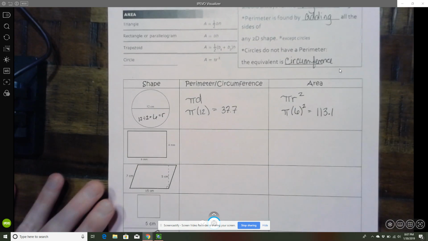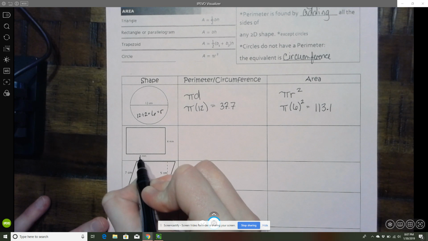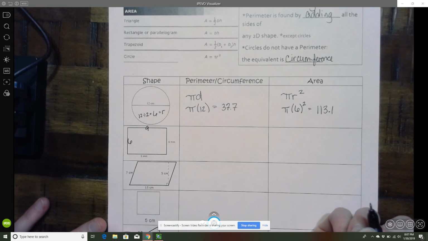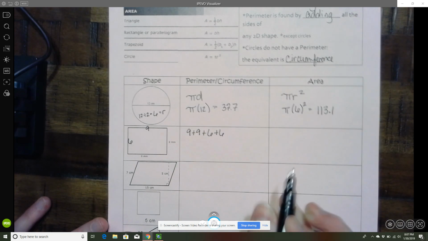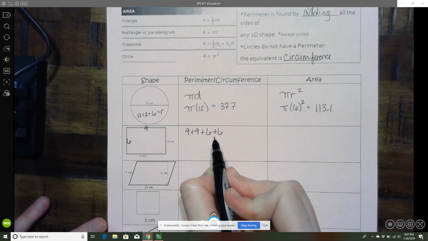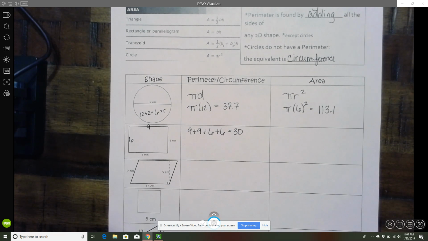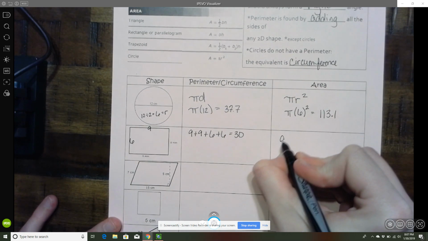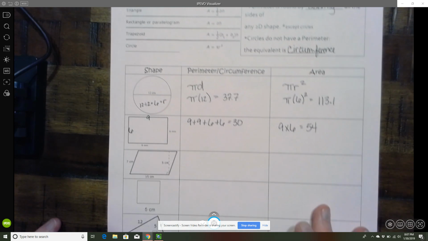All right, so now perimeter of a rectangle. What we've got to do is add up all the sides. So if this side is 9, then that side is 9. If this side is 6, then this side is 6. So I just add up all the sides. So 9 and 9 is 18, 6 and 6 is 12. So that would give me a perimeter of 30. Now for area of a rectangle, it's just base times height. And so I would have an area of 54.